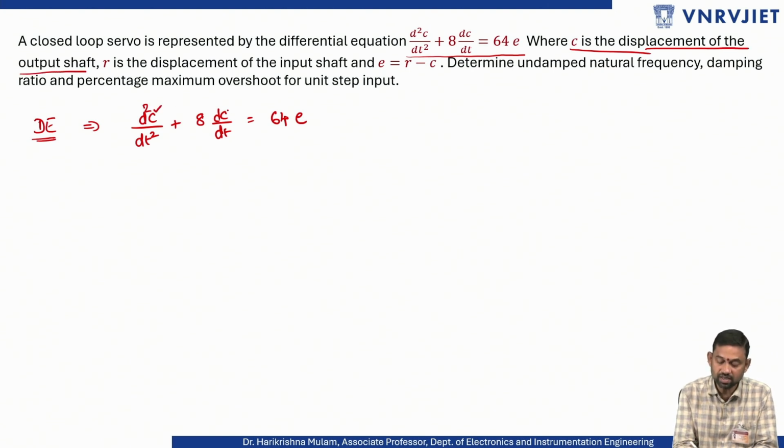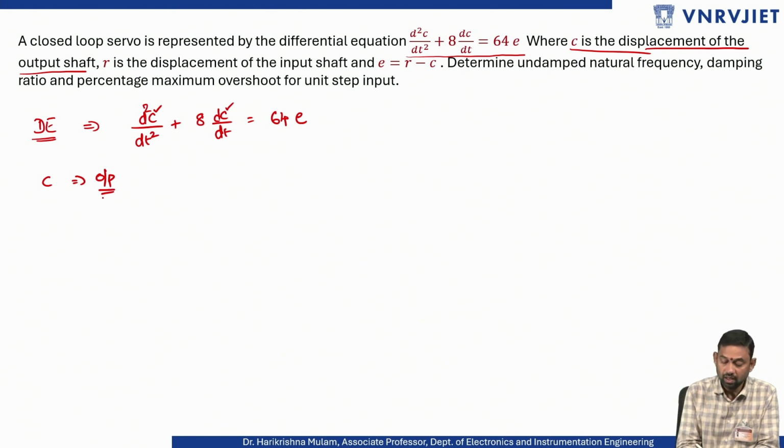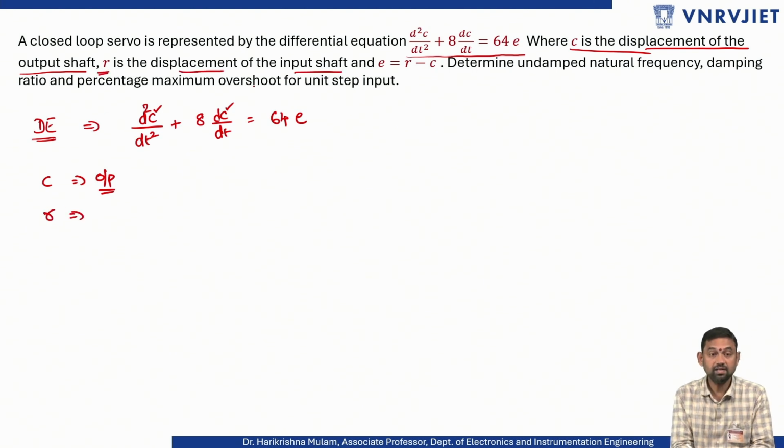Whatever C that is we are mentioning here, it is the output of the system. C is the output of the system, displacement of the output shaft. So overall it is output. Then R is the displacement of the input shaft. That is, you can consider R as the input.